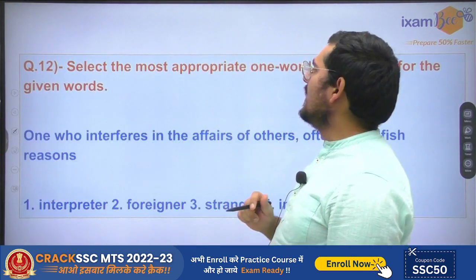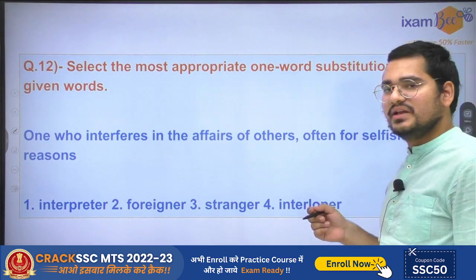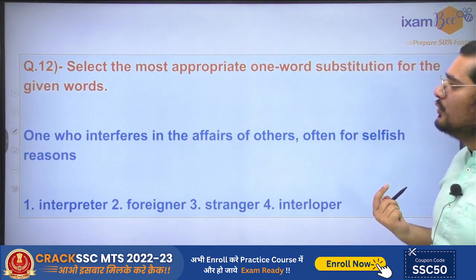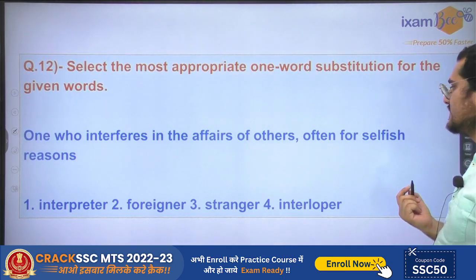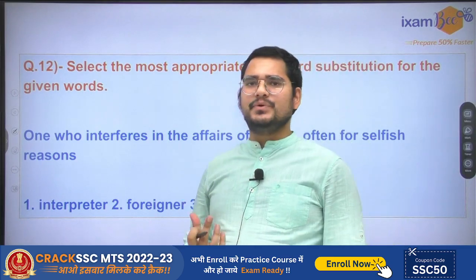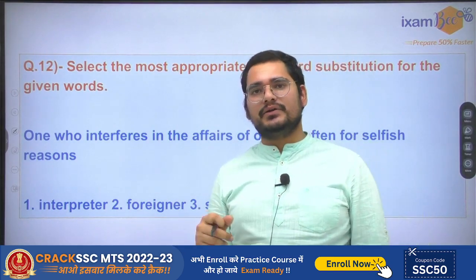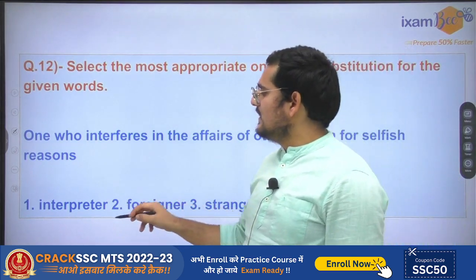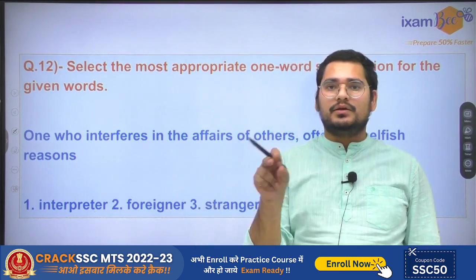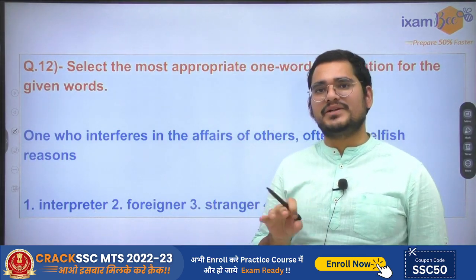Now 12th, select the most appropriate one-word substitution for the given words. Once again we come with a question based on one-word substitution. So, one who interferes in the affairs of others, often for selfish reasons. What is the person called when he interferes in others' matters? So can it be interpreter? No, an interpreter is a person who interprets the language, right? Anyone, okay, it can interpret anything, right?